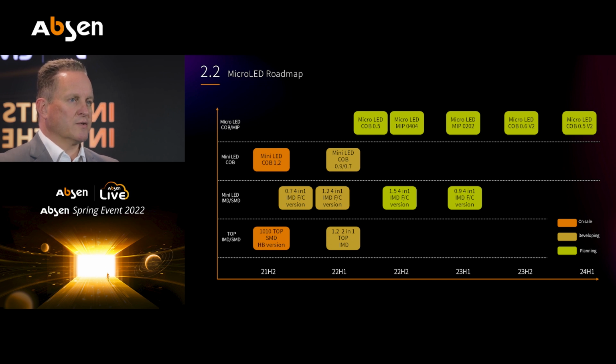Then we also have the 4-in-1 1.2 millimeter with a flip chip IMD, and you can see, let me make the example of the top right, heading into the future of 23 and 24 is the micro LED COB 0.5 version 2.